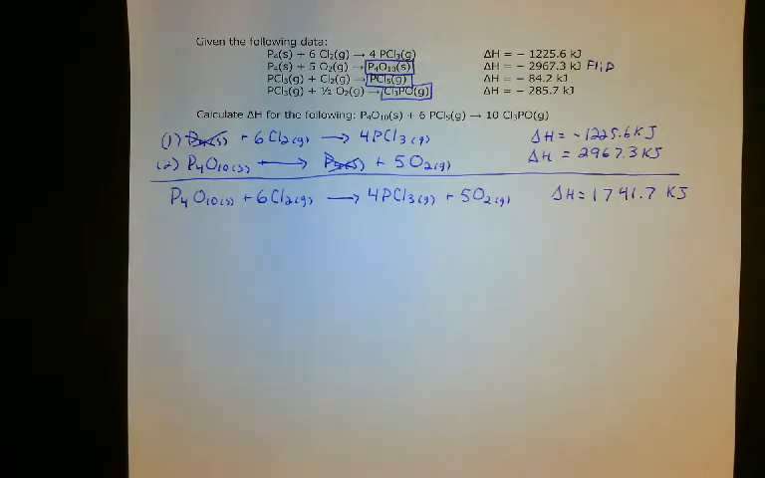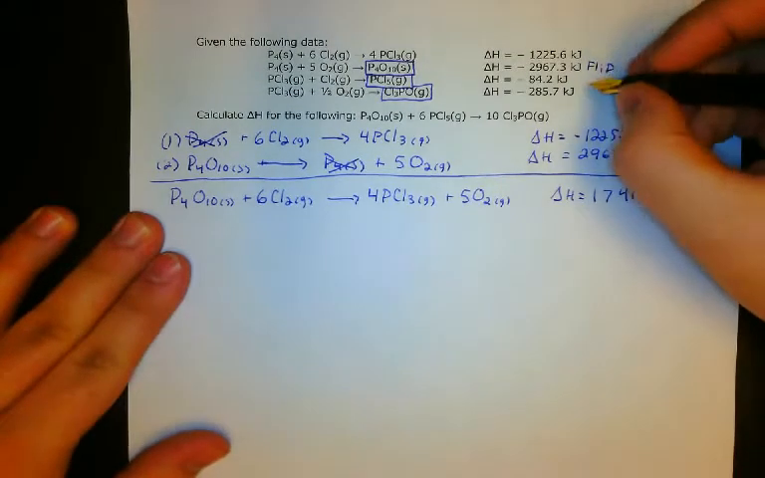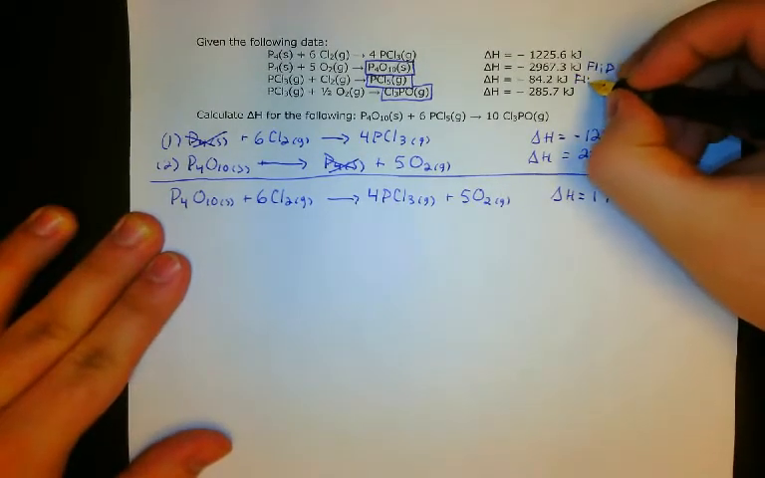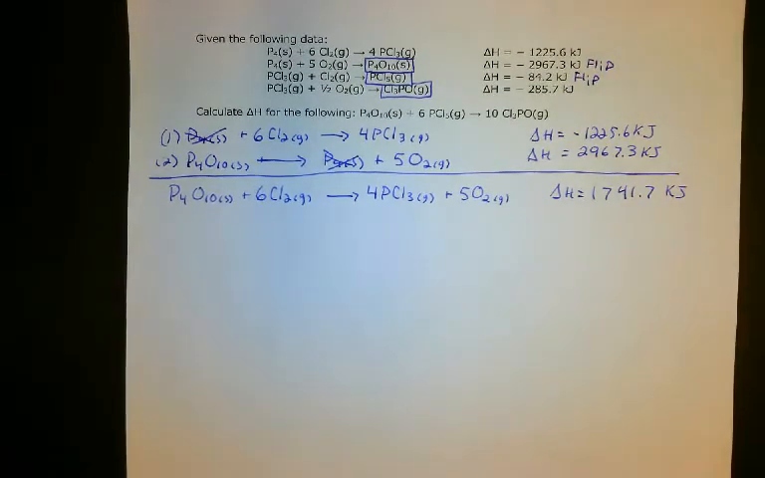If we look at reaction 3, it gives us PCl5. Is that PCl5 in the correct place? No, it is a product. We need it as a reactant. So we are going to flip it. We also need 6 PCl5s. The data only gives us how many? 1. So I'm going to need to multiply it by 6.